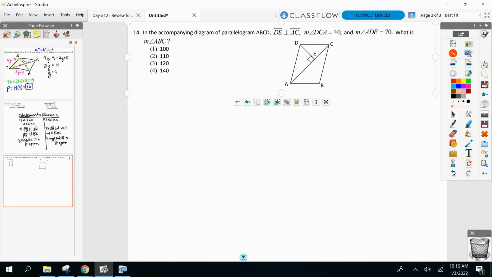Okay, we notice it's a parallelogram, so all my parallelogram properties apply. DCA, this angle right here, is 40 degrees. ADE is 70. Okay, how are we getting to ABC now? And I put a right angle symbol in there as well. How are we going to get to angle ABC?